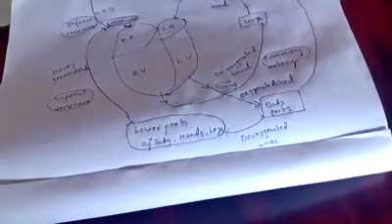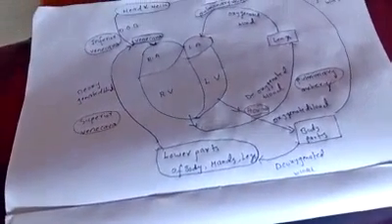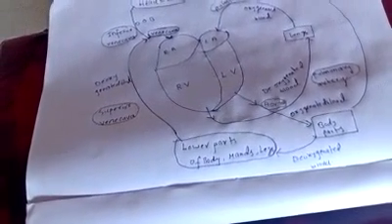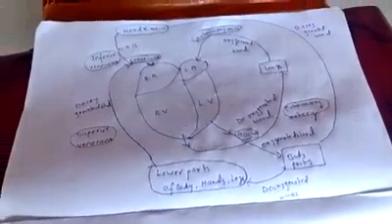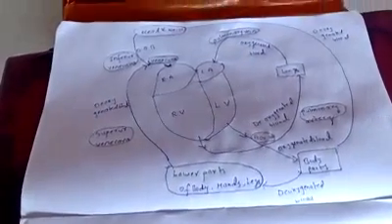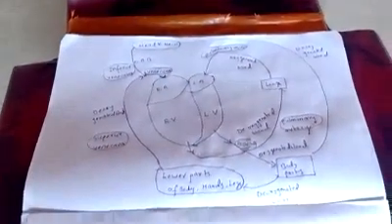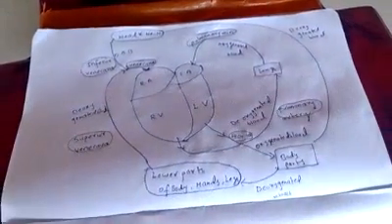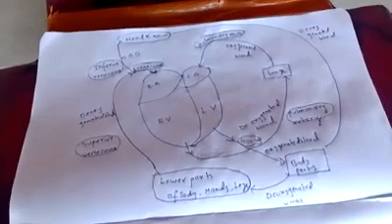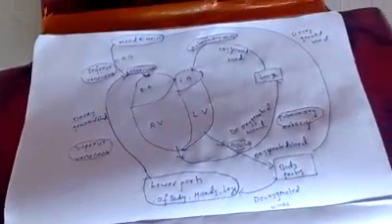Another one is in between the heart and body parts. So that's why this circulatory system is called the double circulatory system. The blood circulation in between the heart and lungs is called pulmonary circulation.